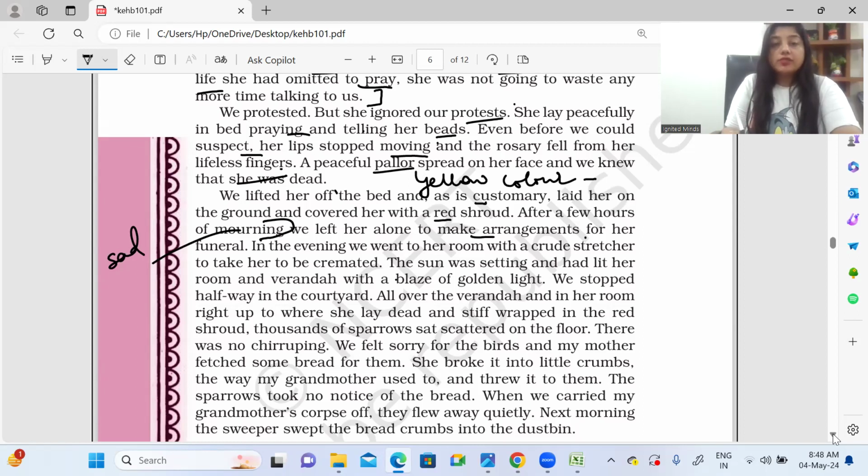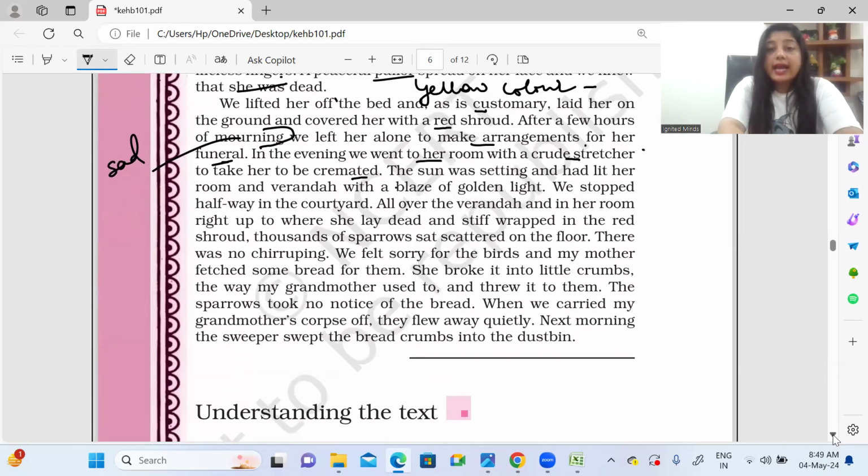We left her alone to make arrangements for her funeral. So they kept the dead body there only, and then they left to collect items for the funeral. In the evening, we went to her room with a crude stretcher to take her to be cremated. Stretcher here means that long thing on which the dead body is kept. So the family went to bring a stretcher, and now she was supposed to be cremated. The sun was setting and had lit her room and veranda with a blaze of golden light. Now, sun was setting means it was quite the evening, and there was a very fine line of golden light entering her room. We stopped halfway in the courtyard, all over the veranda and in her room, right up to where she lay dead and stiff wrapped in the red shroud.